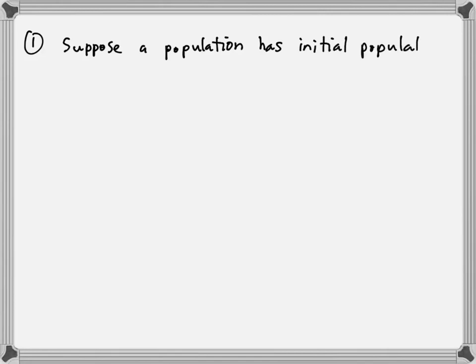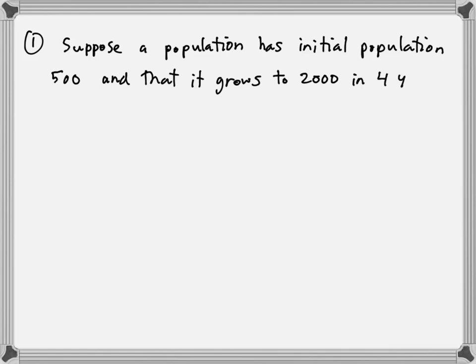So let's suppose a population has initial population 500, and that it grows to 2,000 in 4 years. Okay, so this is a fact that we're just given in the problem, and we're going to do this in two different ways.